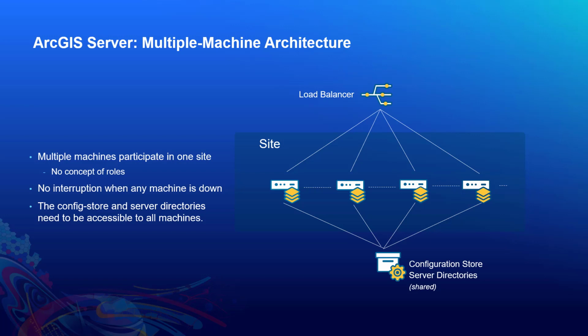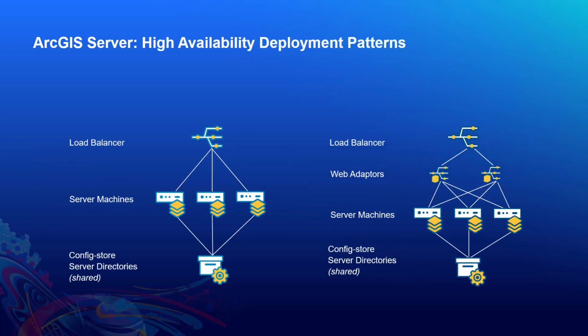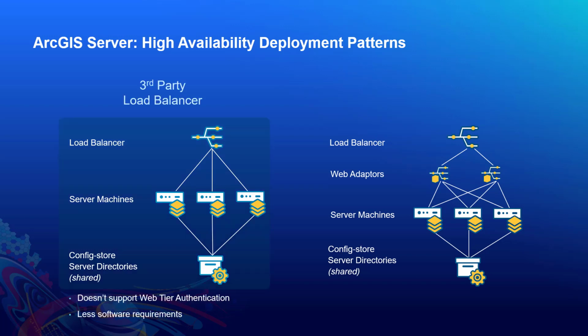The config store and server directories need to be accessible to all machines so that they can keep track of which machines are part of the site and the health of the machines. Now, similar to Portal for ArcGIS, there's two different deployment patterns that you can take advantage of. The first is you're going to use a third-party load balancer. The load balancer is going to balance traffic between the machines that participate in the server site. The thing to keep in mind is that this deployment pattern does not support web tier authentication. There's also less software requirements. You don't need to install and configure the web adapters in this deployment pattern.